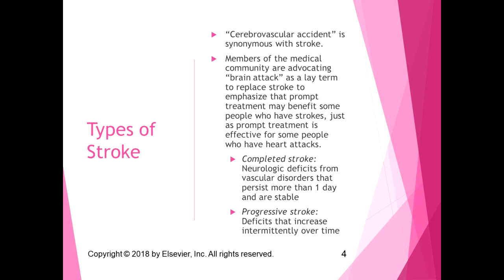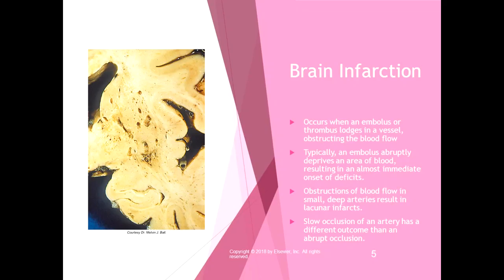When we talk about how it's classified by progression, a completed stroke is neurological deficits from vascular disorders that persist more than a day, so it's not transient, but they're stable, they're not changing. A progressive stroke is deficits that increase intermittently over time. So completed versus progressive. A brain infarction, just like a myocardial infarction, occurs when an embolus or thrombus lodges in a vessel, obstructing the blood flow. Typically, the embolus abruptly deprives the area of blood, resulting in an almost immediate onset of deficits. So one second the person's fine, and the next second they're having problems.